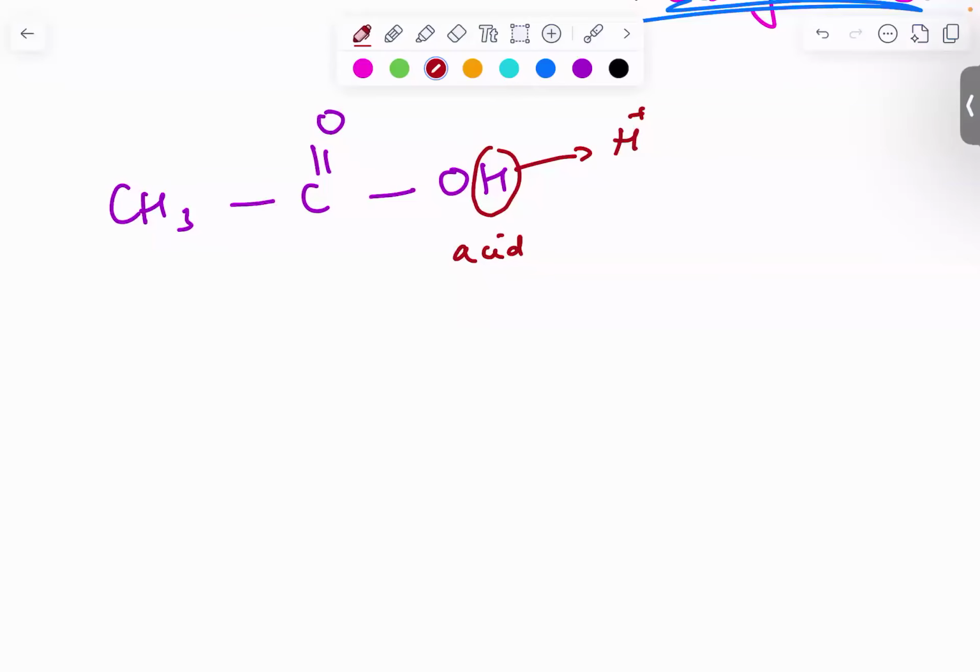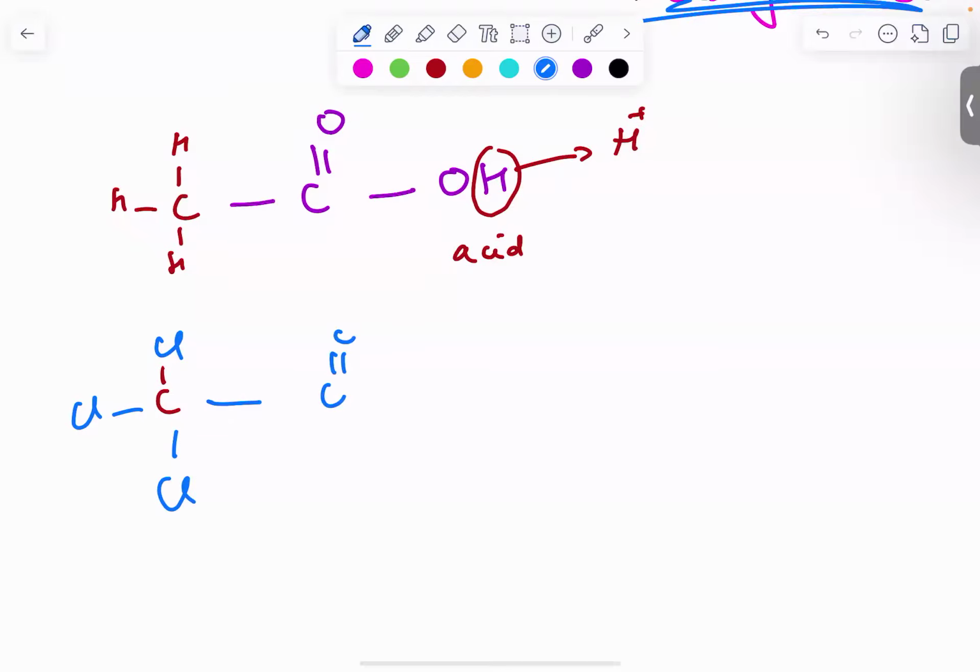This is one example. By the way, let me write the other example. Let me change it to this. Just a minute. C, H, H, and H. Now I will write Cl, Cl, Cl, C double bond O, OH. Now have a look.